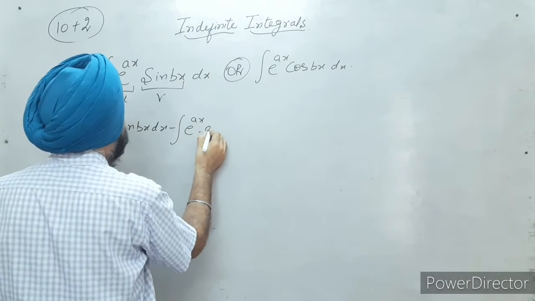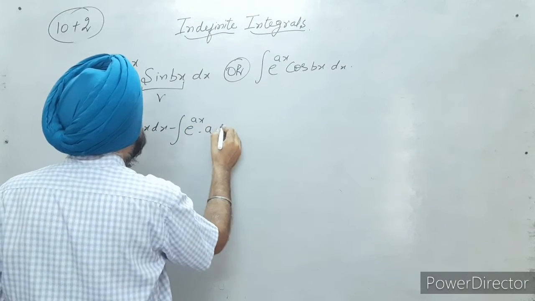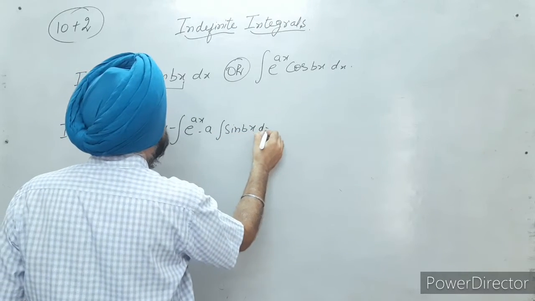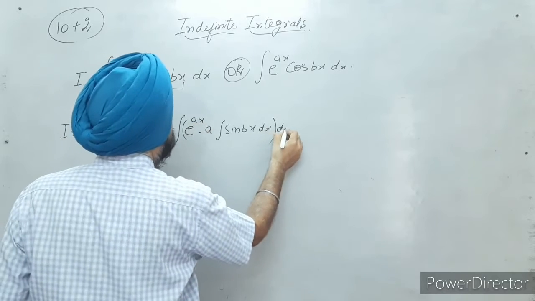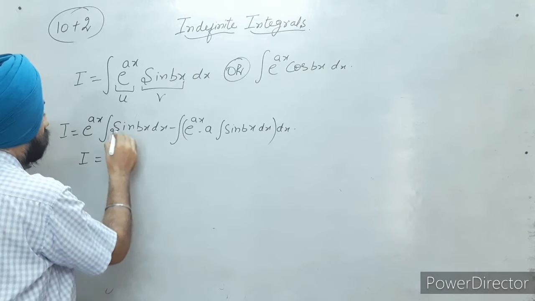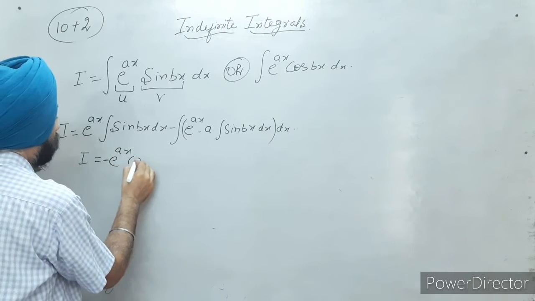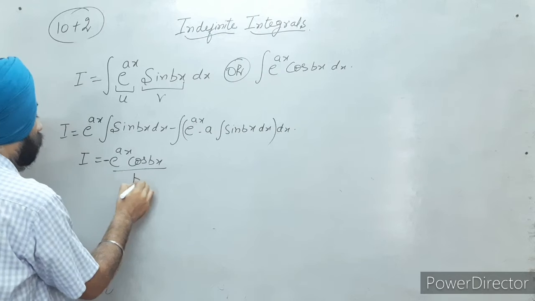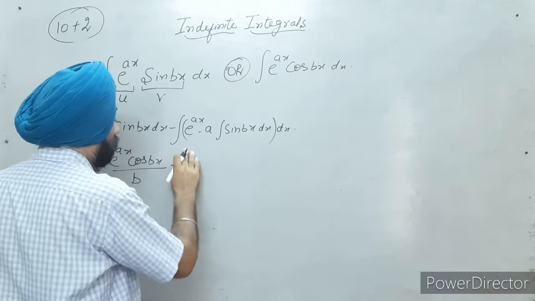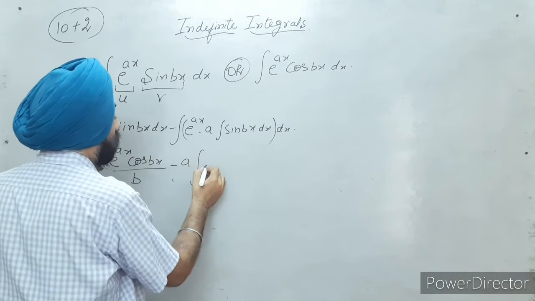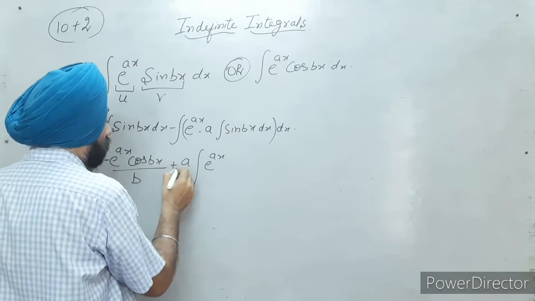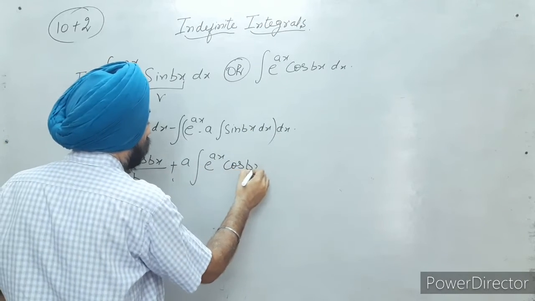e^(ax) into a, and integral of second, sin bx dx, it's integral. Now what happens? I equals to e^(ax), its integral is minus cos bx upon b. I have written negative sign over here, minus of a comes out, e the ax as it is, its integral is negative cos bx upon b.